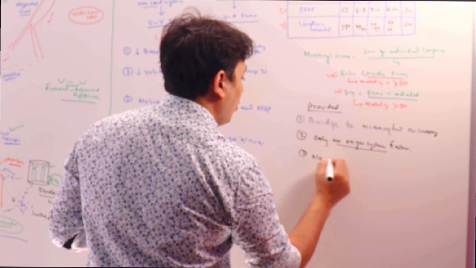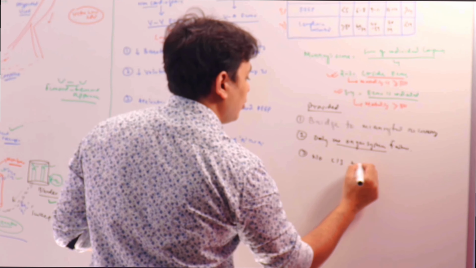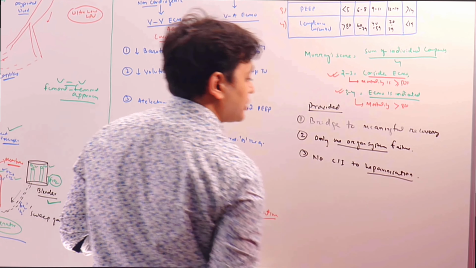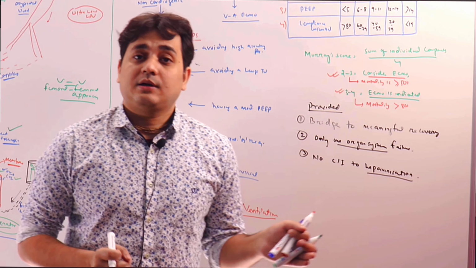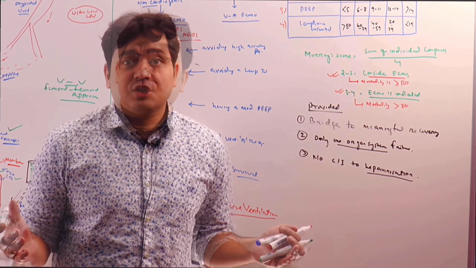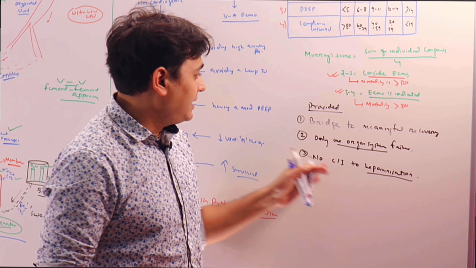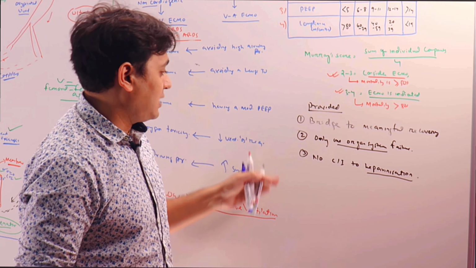And third is no contraindication to heparinization. As we've discussed, heparinization is a must. So if the patient cannot be given heparin, it's better not to put ECMO, because there will be thrombus formation and the ECMO efficiency will decrease, the circuit will clog, and there will be multiple complications. So if the patient cannot be given heparin, I think it's better not to put the patient on ECMO, right?